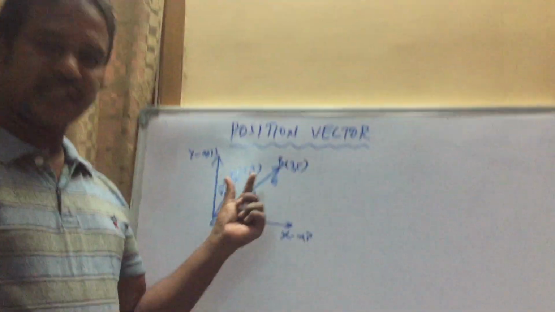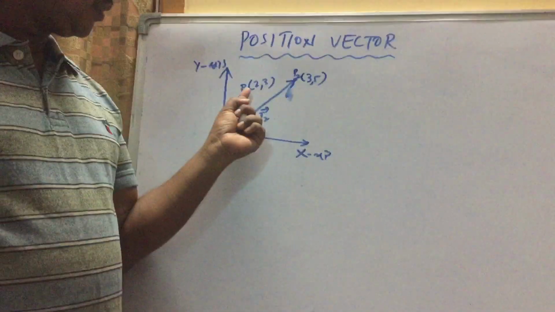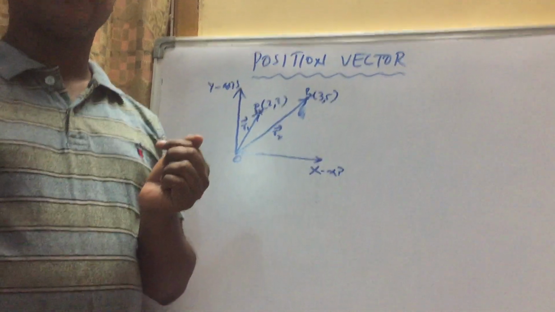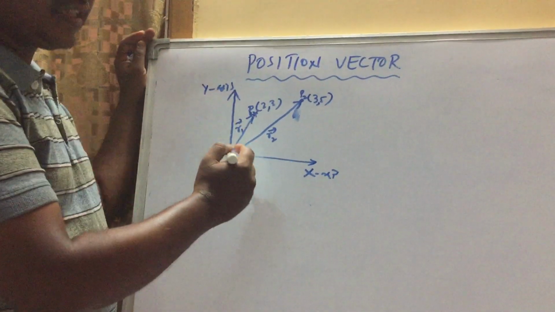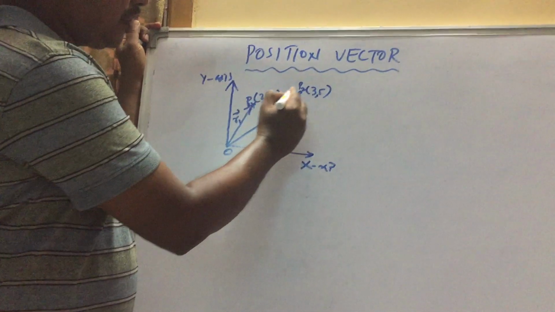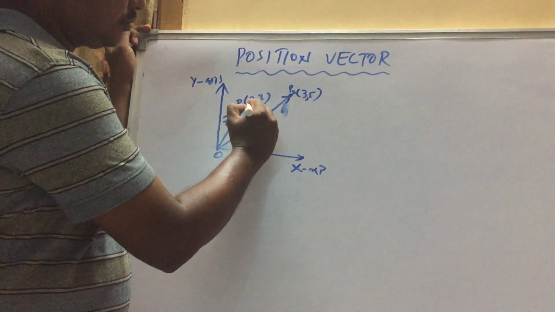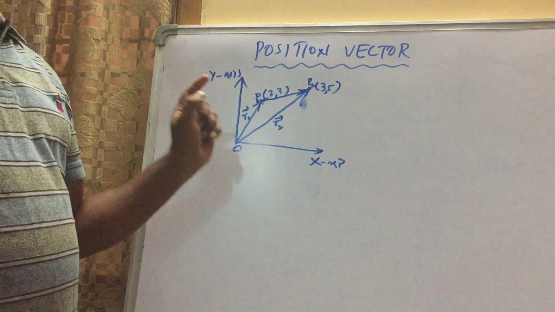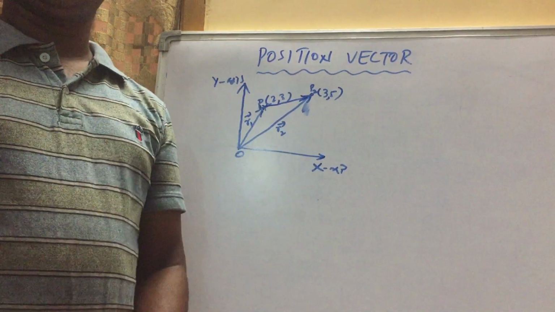Now what happened here: after a certain time, the particle has shifted from these coordinates to these coordinates. Now can you imagine the displacement? Can you imagine the displacement? So from P1 to P2 is the displacement.